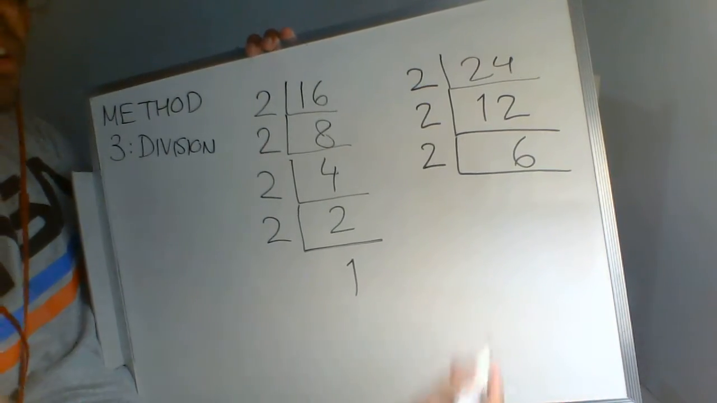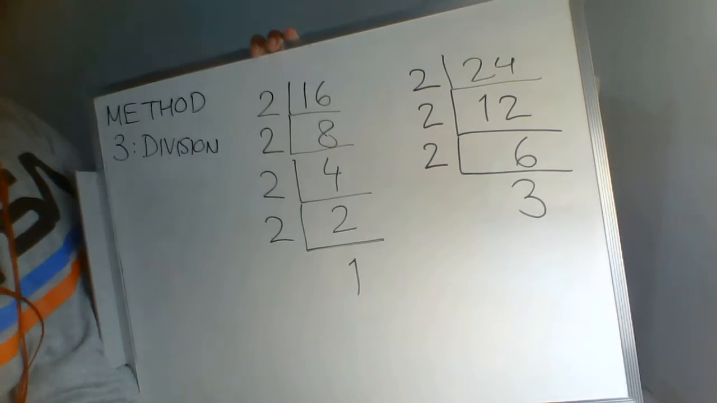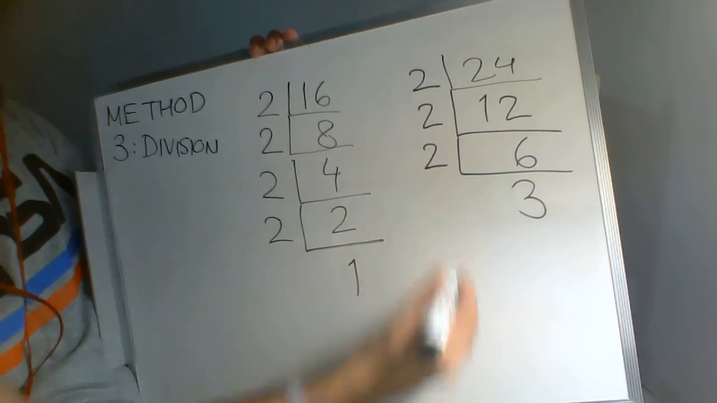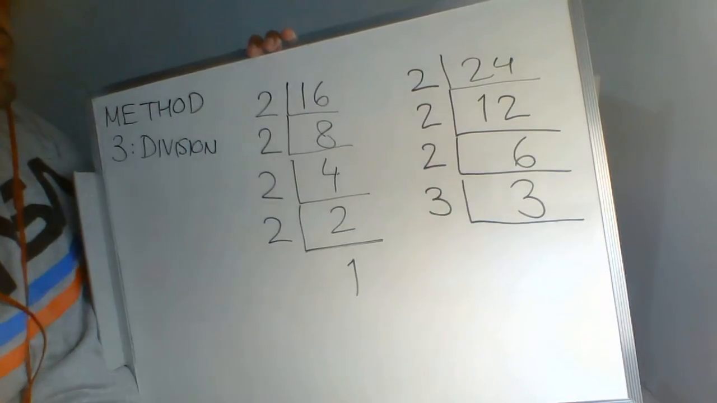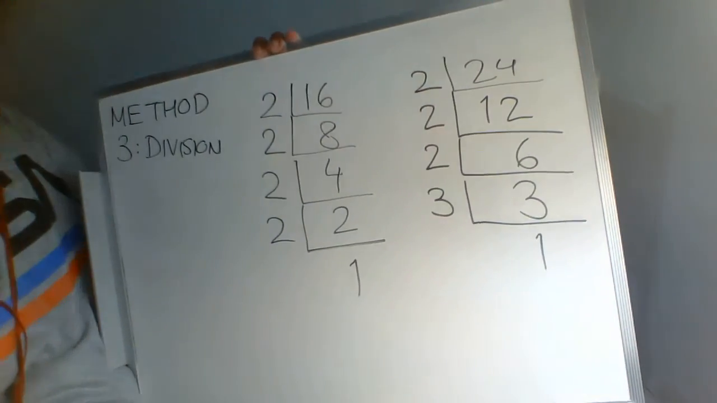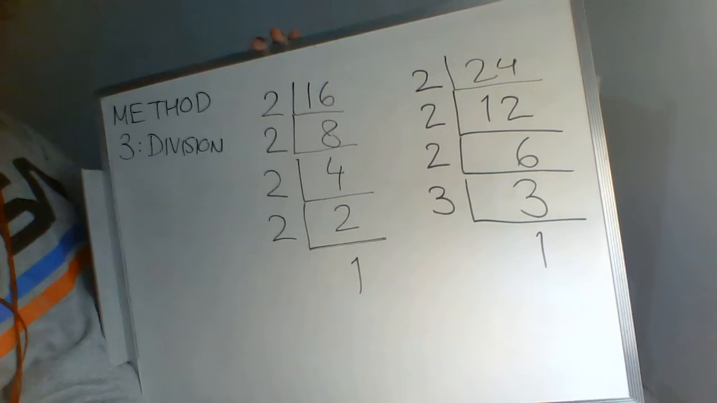6 divided by 2 is going to give us 3. And finally we get something a little bit different. 3 is not divisible by 2, so we move on to the next prime number. 3 is indeed divisible by 3, so we do that. We've got a 1 at the bottom, and we're finished.